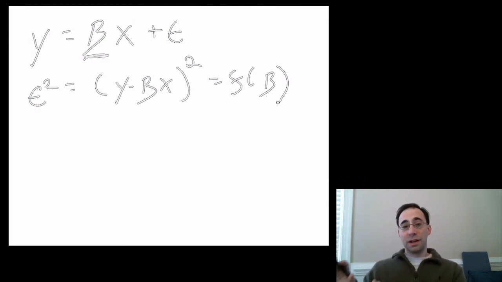Okay, so here's our function. We're trying to minimize it. And y and x are just numbers. They're no different than 2 or 3, so we can ignore them. All that matters is beta.